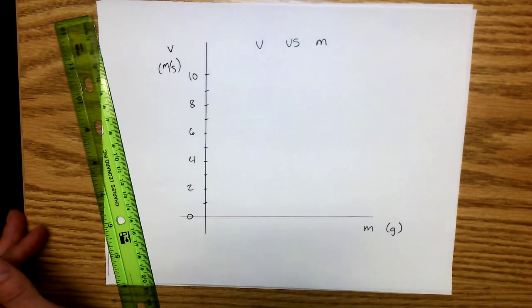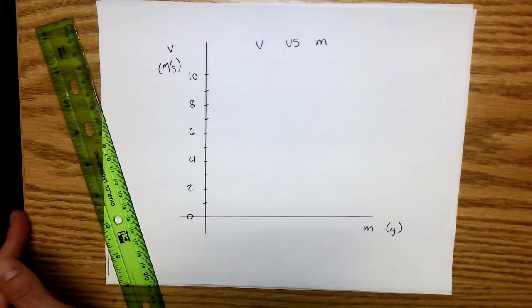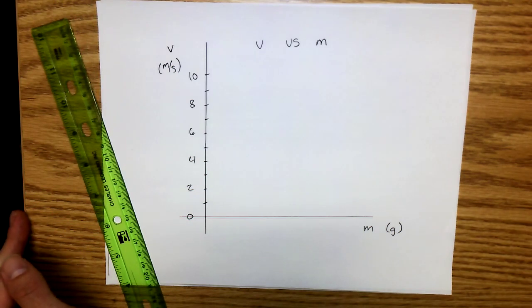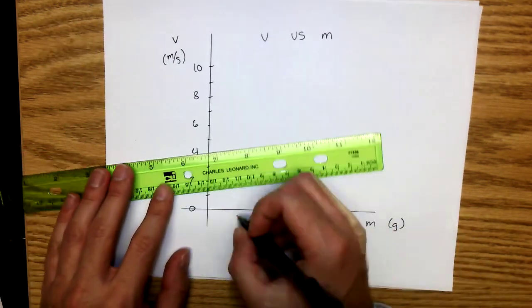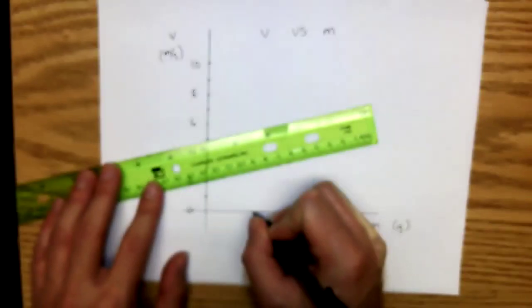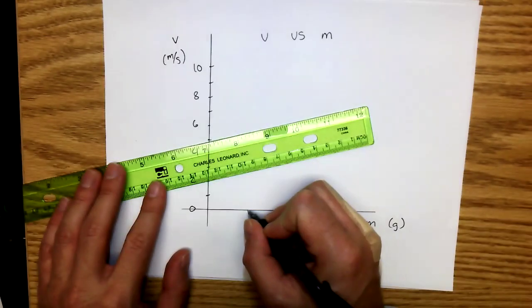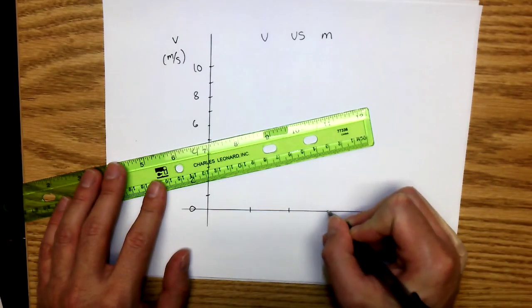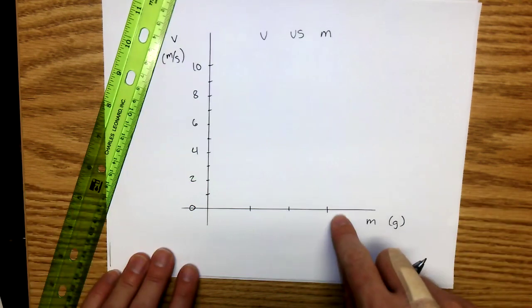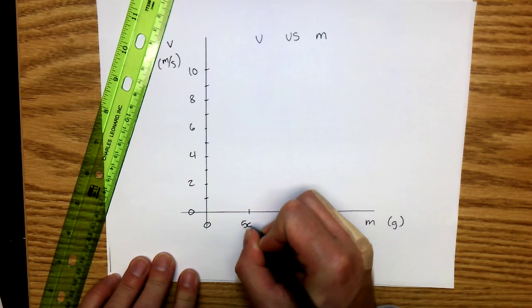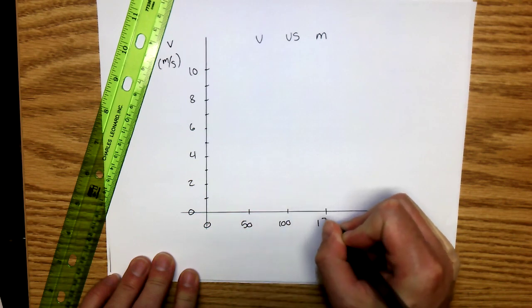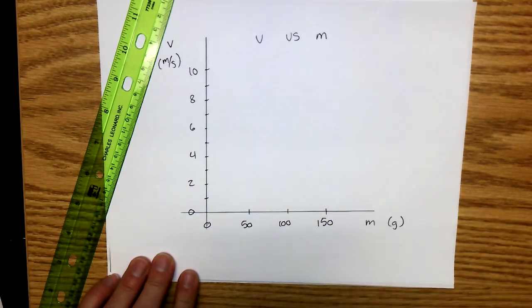The largest mass on this paper was, what, 156 grams, I guess. All right, let's try that. So let's do about 50, 100, 150, and then one data point's going to be just a little bit to the right of that. So 0, 50, 100, 150.